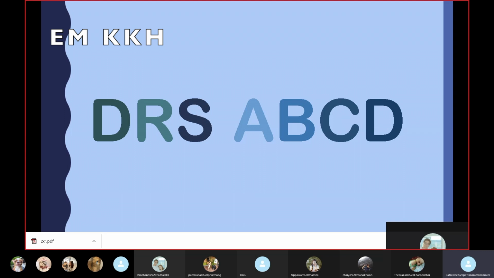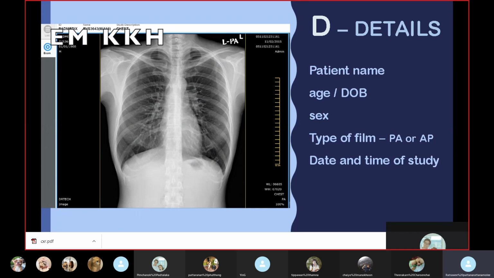Chest X-rays are routine investigations in clinical practice, and it is important for medical students and clinicians alike to know how to interpret them. There are many approaches to chest X-ray interpretation, trying to ensure key abnormalities are identified and no area is overlooked. DRSABCD is a mnemonic that can be used as a simple approach to chest X-ray interpretation. The first D is the details.